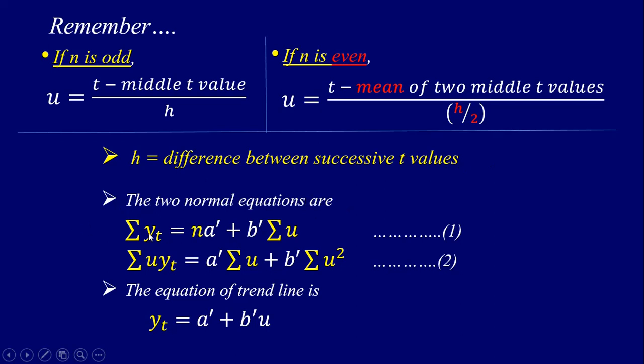The two normal equations are summation yt is equal to n a dash plus b dash into summation u, and summation u yt is equal to a dash summation u plus b dash summation u square. The equation of the trend line is yt is equal to a dash plus b dash u. So using these two normal equations, we find the values of a dash and b dash, and substituting these values here, we get the required trend equation.